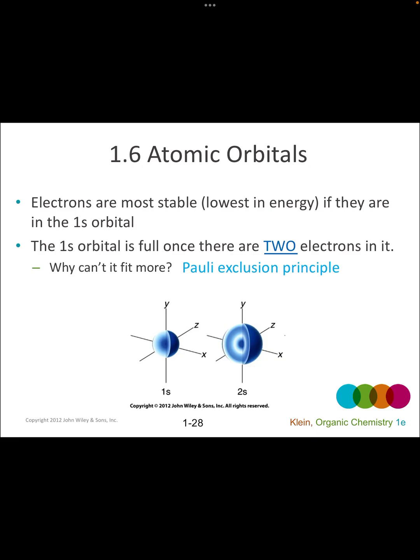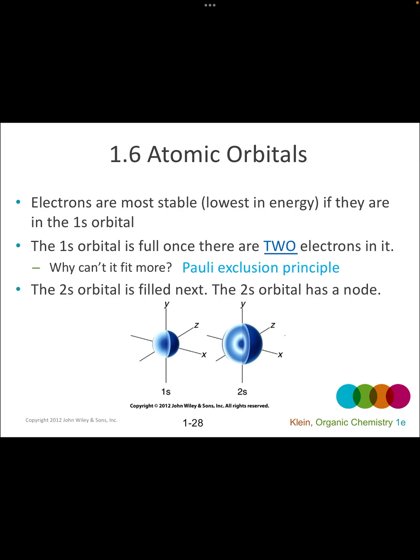Remember, 2 electrons cannot have the exact same set of quantum numbers, like the energy level, the orbital type, and the spin direction. If they're all the same, they occupy the exact same space, and you cannot have 2 electrons that occupy the exact same place. But because there are 2 spin directions, 2 electrons can occupy an orbital.